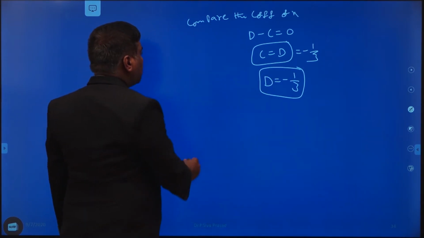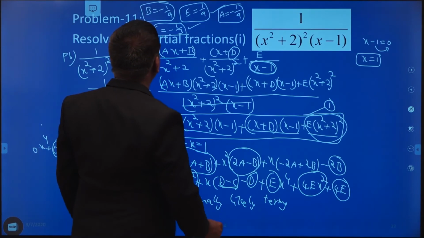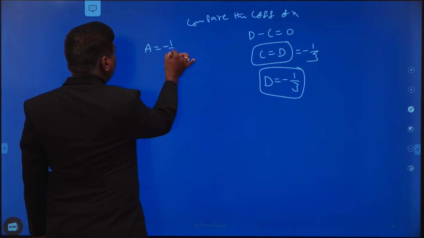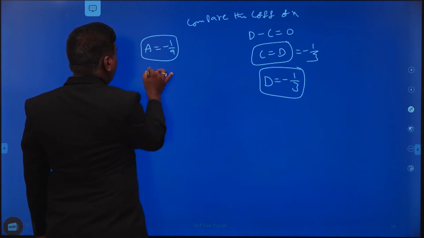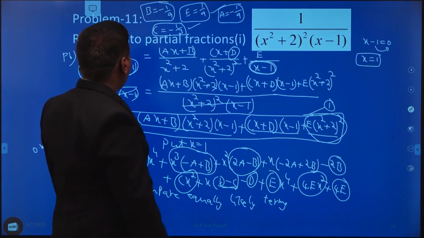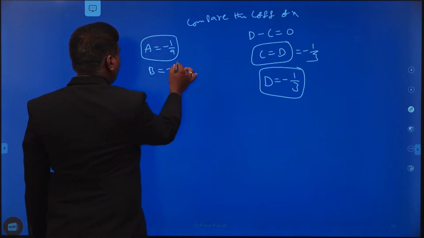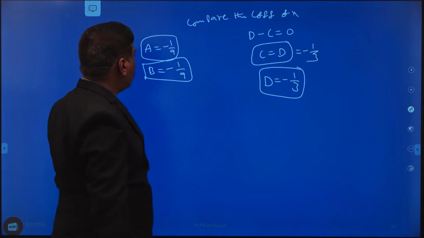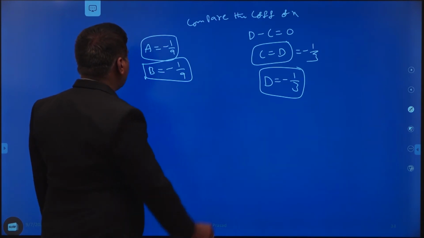Therefore, the values are: A is equal to minus 1 by 9, and the B value is again minus 1 by 9. The C value is equal to minus 1 by 3. The D value is also equal to minus 1 by 3. And the E value is equal to 1 by 9.